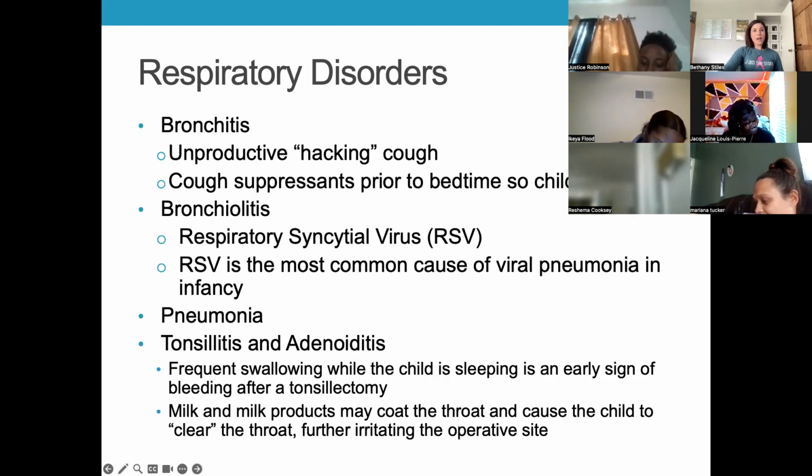Bronchitis is going to be that unproductive hacking cough. We can help children cope with it by giving them cough suppressants prior to bedtime so that they can sleep.